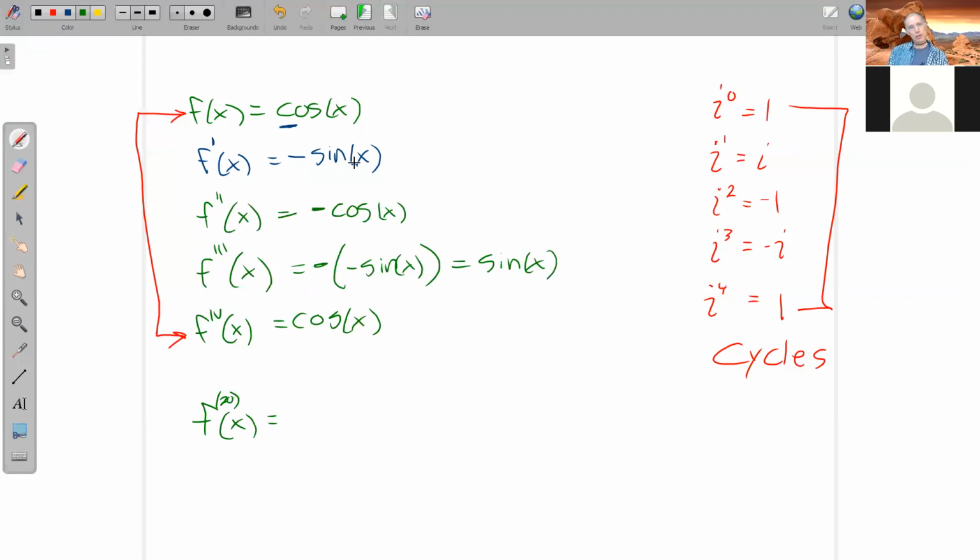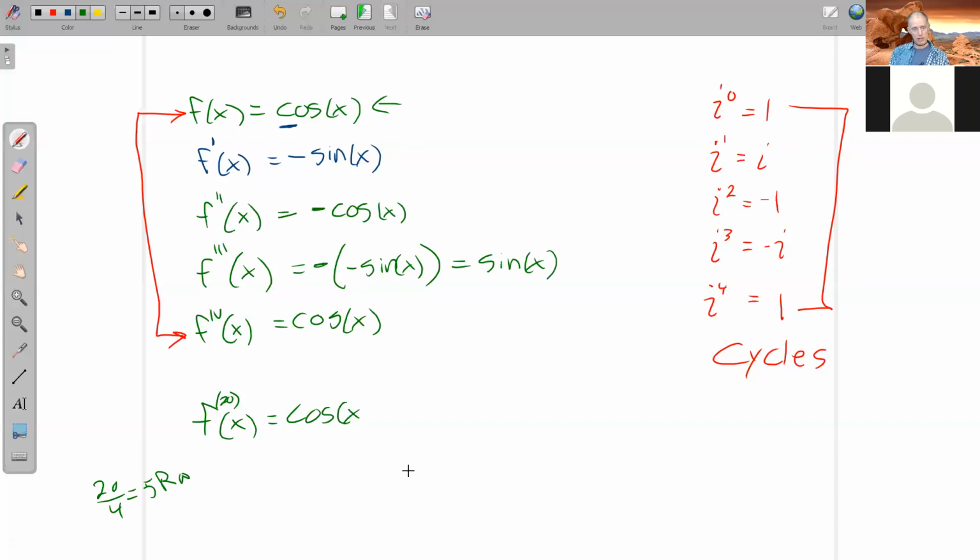Well, the first derivative was negative sine, the second was negative cosine, the third was sine, the fourth was cosine, the fifth is going to be negative sine, right? It keeps cycling through that. So if I take 20 and divide by 4, because the cycle is of length 4, that tells me 5. And then there's remainder 0. So that means it's going to be like this one right here. It's going to be equal to the cosine.